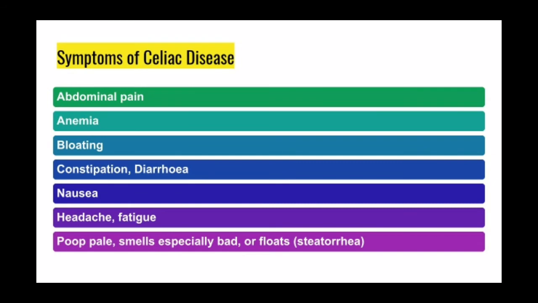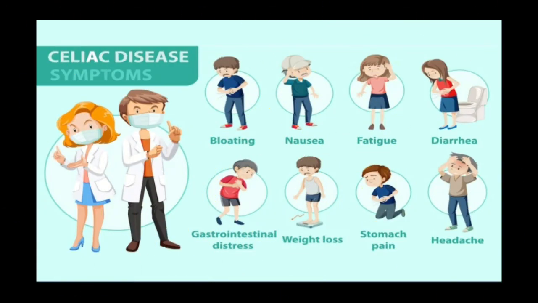Celiac disease causes abdominal pain. As we know, it affects our digestive system, so it causes abdominal pain, anemia, loss of RBC, bloating, a feeling of fullness, stomach discomfort, constipation, diarrhea, nausea. It leads to weakness, so absorption of nutrients will be reduced, thus it will lead to weakness which results in headache, fatigue.